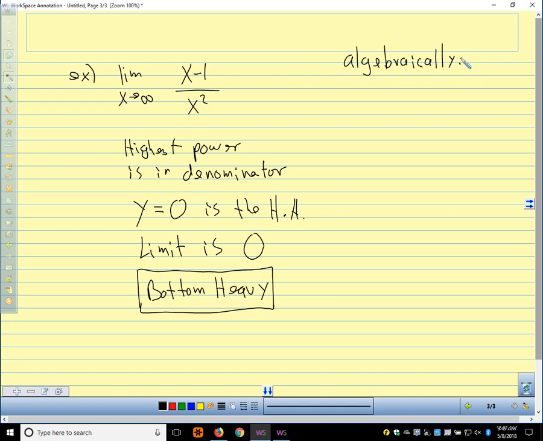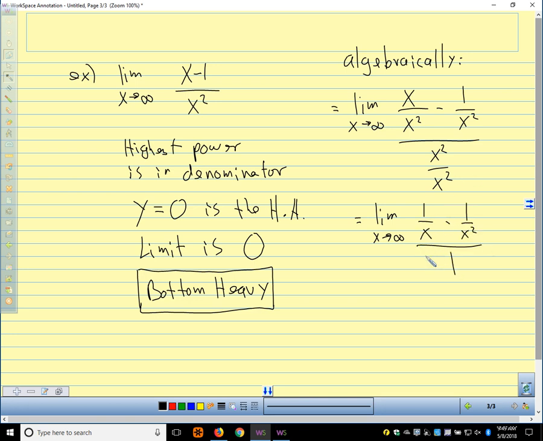Divide everything by the highest power of x. This is equal to the limit as x approaches infinity, where the highest power of x is x squared: x over x squared minus 1 over x squared, over x squared over x squared. X over x squared is 1 over x, minus 1 over x squared, over 1.